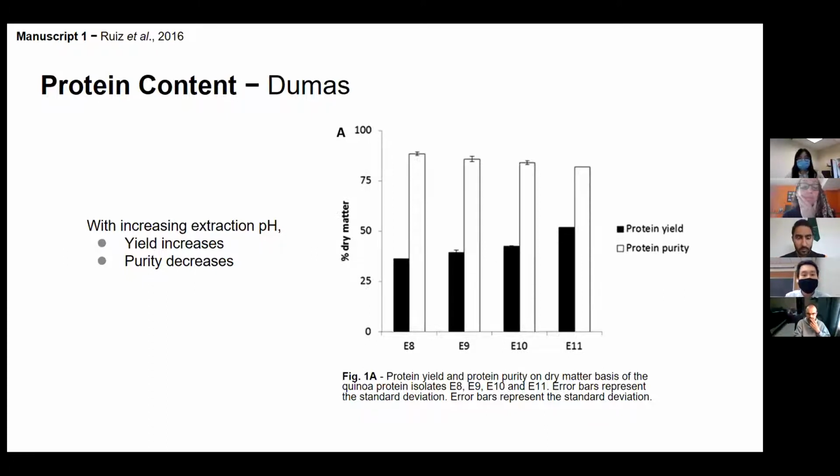So for their first result, they measured protein by a crude method, the Dumas method. As we can expect, with increasing extraction pH we see more yield, and that is due to the higher net charge of the proteins, allowing them to get electrostatically repulsed from each other and then having better solubility. But interestingly, we see a decrease in the purity, and the authors attributed that to co-precipitation of different substances out of the solution.